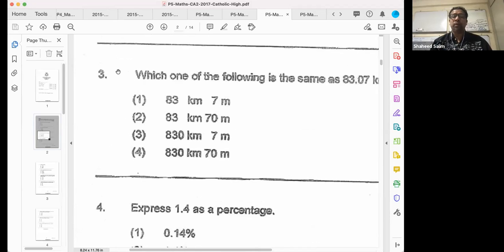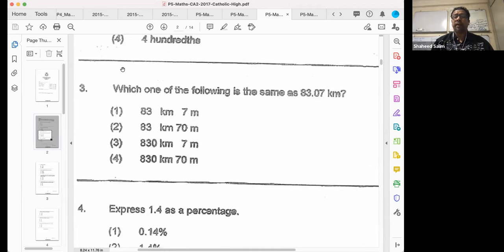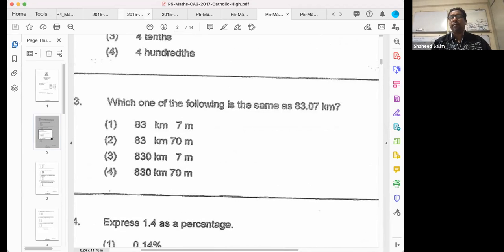Okay, we are looking at question number 3. If you look at it carefully, you will know that it cannot be 3 and 4. You know why, right? Because this is only 83 km. Don't say 830 km. This is 83 km. This one is out. This one is out. You know, 830 km, how far is it? It's like from here to Thailand.